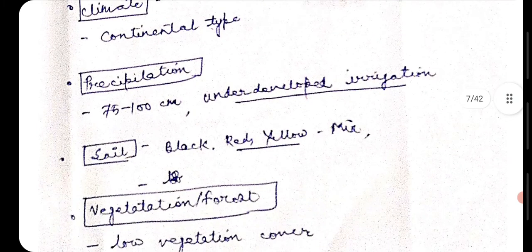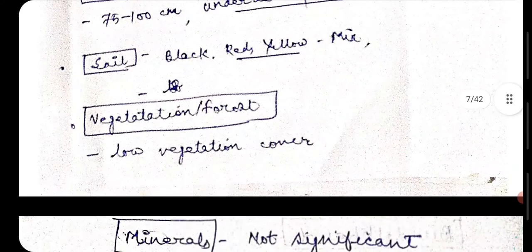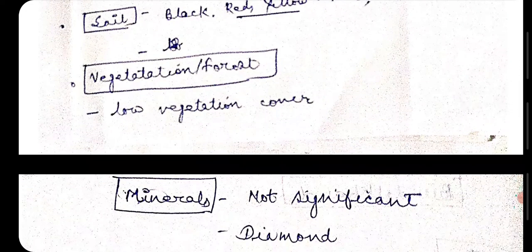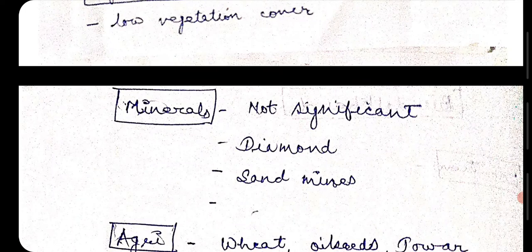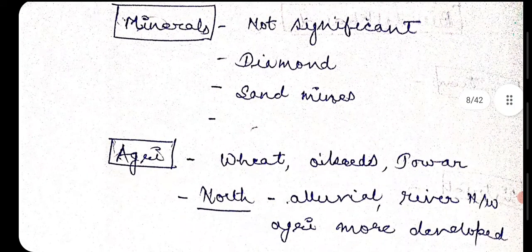Soil type is mixed, meaning black, red, and yellow. Vegetation type: low vegetation cover, and the vegetation type is dry deciduous forest. Minerals, such as diamond and sand mines, are not very significant. Agriculture: wheat, oilseeds, jowar.